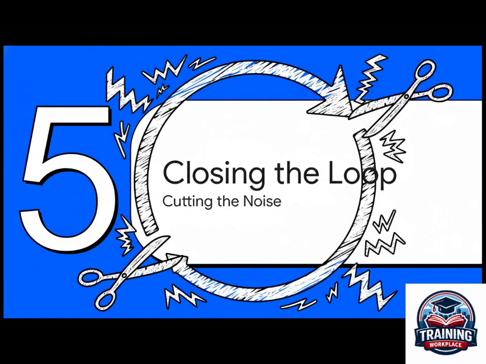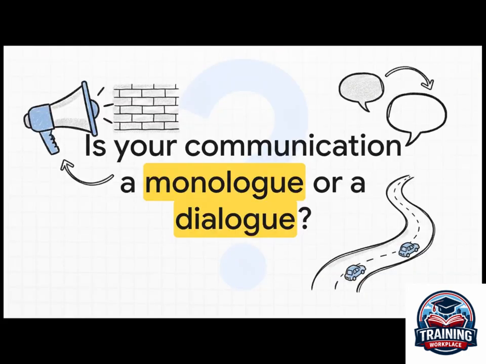So we've now covered the sender, the message, the medium, and the receiver. But you know what? The process still isn't complete. The final two components are what truly guarantee that the message sent is the message that was actually understood, closing the feedback loop and managing noise. This is the fundamental question that gets us to the feedback loop.